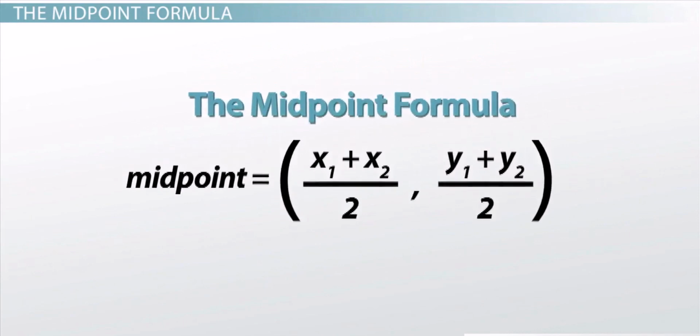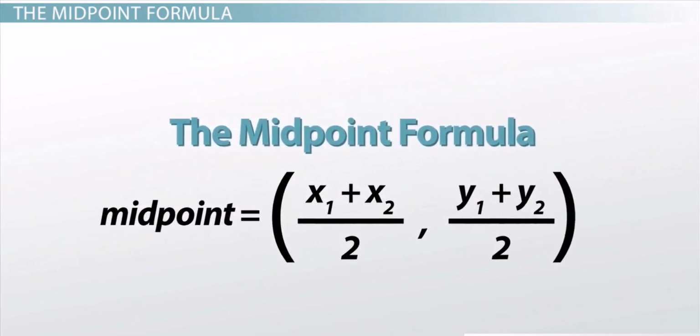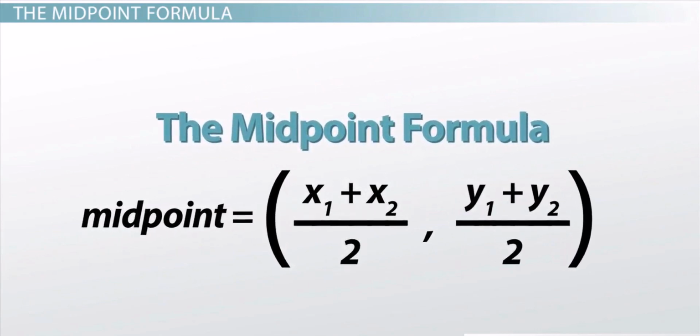But formulas like this are easy to forget, so let's real quick take a look at where it comes from. That way, in case you forget, you can still figure it out the long way. All the formula really does is find the middle, or the average, of the x's, and then the middle, or average, of the y's, separately.